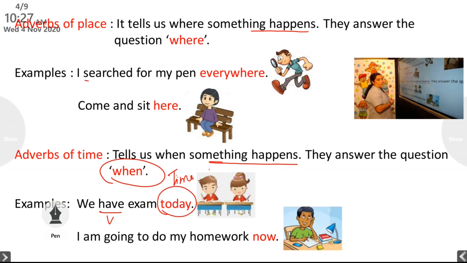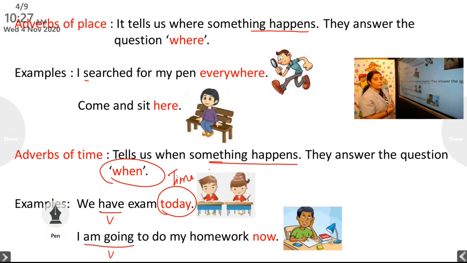It tells us the time. When do you have exam? Today. So when you ask the question when, you will get an answer. So that answer is the adverb of time. When do you have exam? Today. So today is the adverb of time. Look at the next one. I am going to do my homework now.